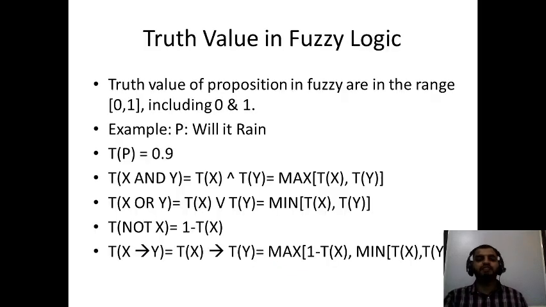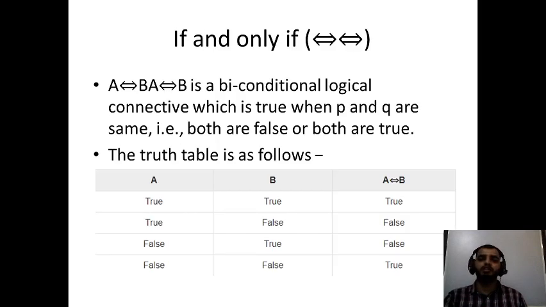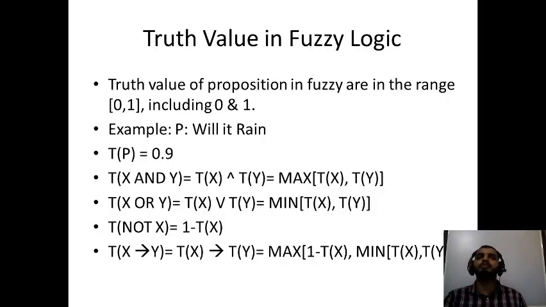Now, with reference to the truth value in fuzzy logic, like we have seen these values, how can this be implemented with reference to fuzzy logic? So how is it being done? It is done something like this. The truth value of a proposition in a fuzzy set is in the range including 0 and 1. In the sense, the truth value in fuzzy ranges between 0 and 1, including 0 and 1.